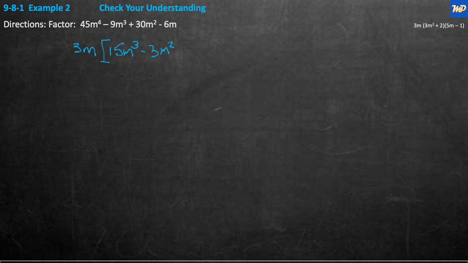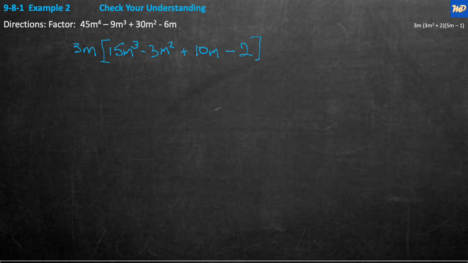Now on the next one, we're going to have a positive. We're going to pull 10 3's out of 30. So we're going to get 10. And we're going to pull 1m out of m squared. We're going to have an m remaining. And finally, we're going to have a negative. We're going to pull 2 3's out of 6. So we can get a 2. And there's no m because we pulled the m also. So all that's left is the m.